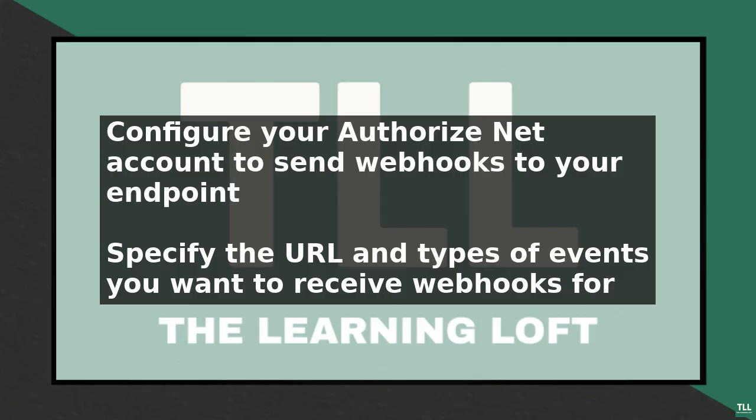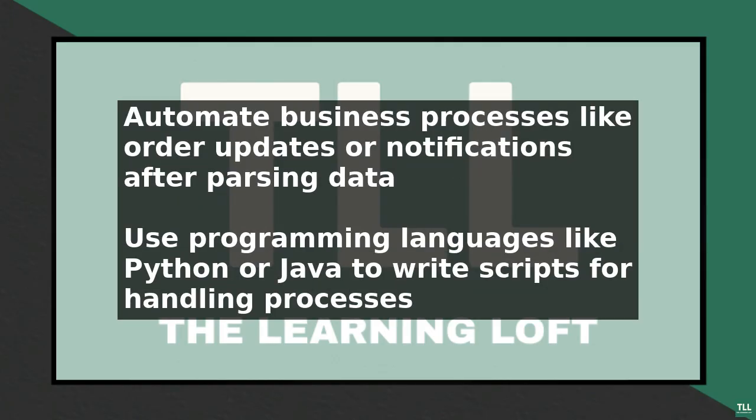Best practices for automating Authorize Net webhooks include ensuring that your endpoint is secure and reliable, handling errors and exceptions properly, and testing your webhook setup thoroughly. You should also monitor your webhooks for any issues or discrepancies and update your endpoint as needed to handle changes in the Authorize Net API.